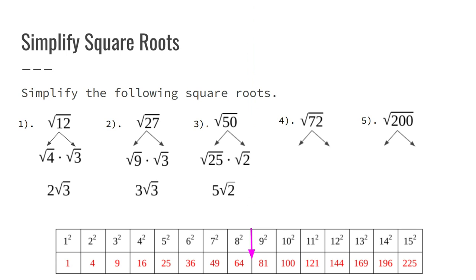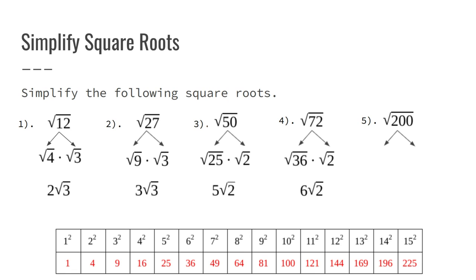72 falls in between 81 and 64. Going down my list, 64 does not go evenly into 72. 49 doesn't go evenly into 72. But 72 divided by 36 is 2. So my perfect square is going to be 36 times the square root of 2. That's how I can break up the square root of 72, which becomes 6 times the square root of 2.